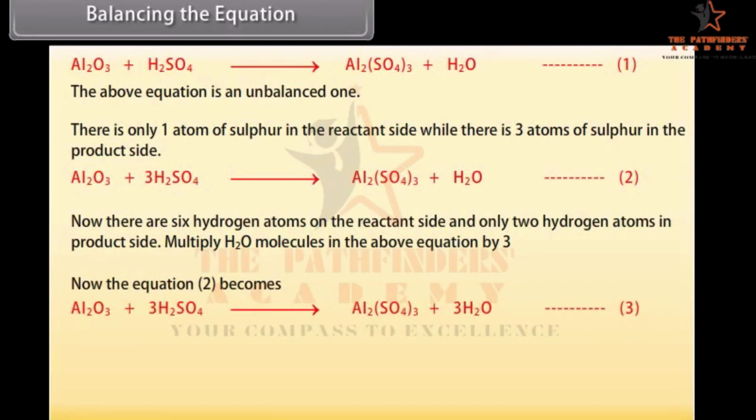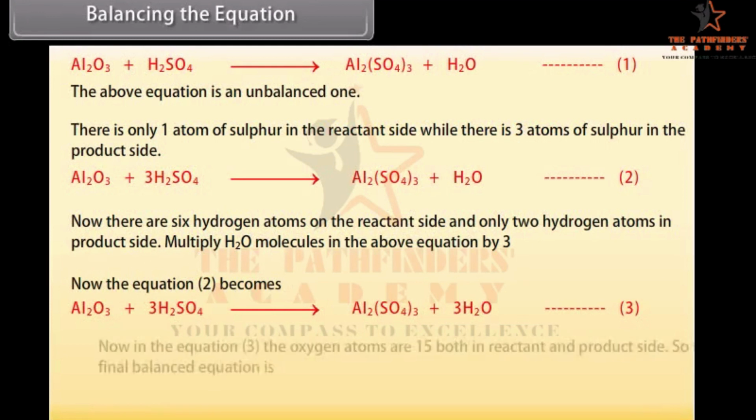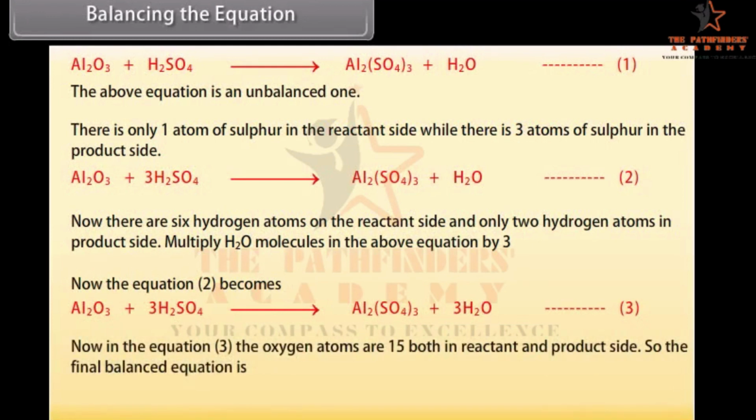Al2O3 plus 3H2SO4 gives Al2(SO4)3 plus 3H2O, which is equation 3. Now in equation 3, the oxygen atoms are 15 both on the reactant and product side. So the final balanced equation is Al2O3 plus 3H2SO4 gives Al2(SO4)3 plus 3H2O.